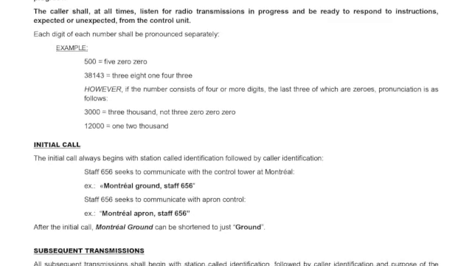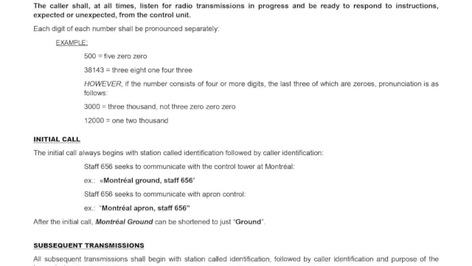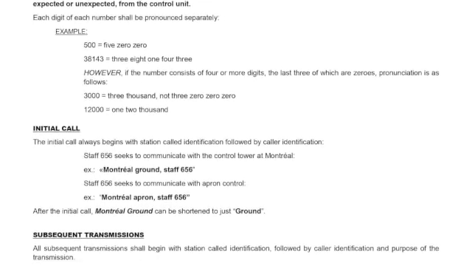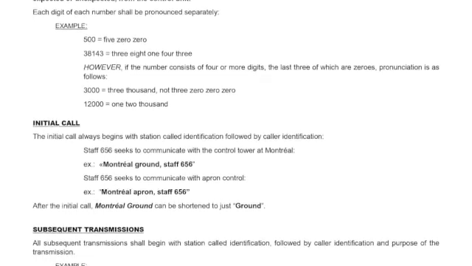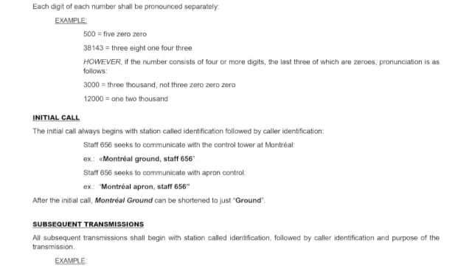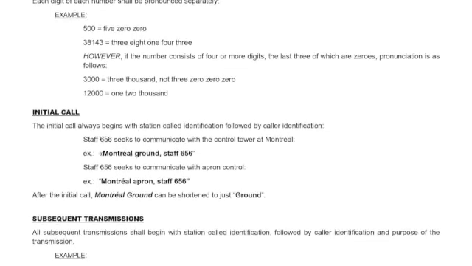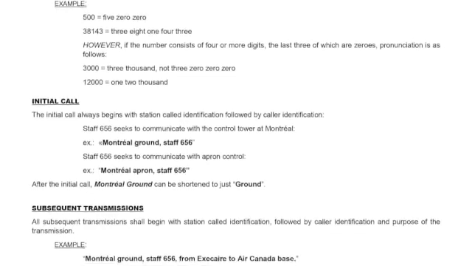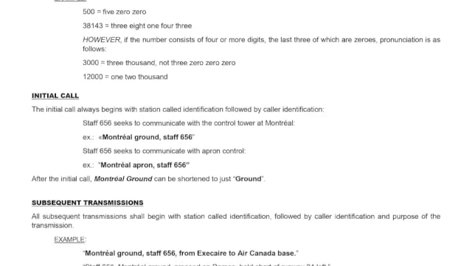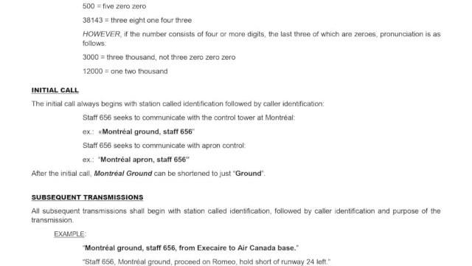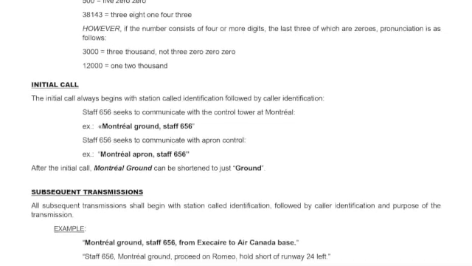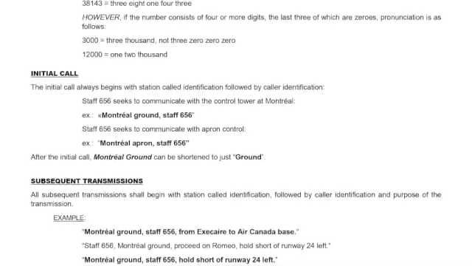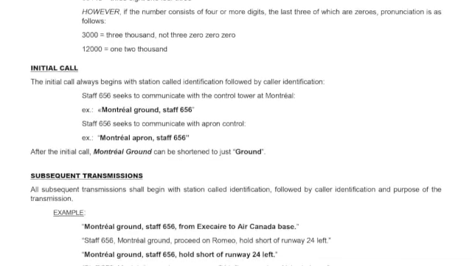Staff 656 seeks to communicate with the control tower at Montreal, X. Montreal ground. Staff 656, Staff 656 seeks to communicate with apron control, X. Montreal apron. Staff 656. After the initial call, Montreal ground can be shortened to just ground. Subsequent transmissions. All subsequent transmissions shall begin with station called identification, followed by caller identification and purpose of the transmission.